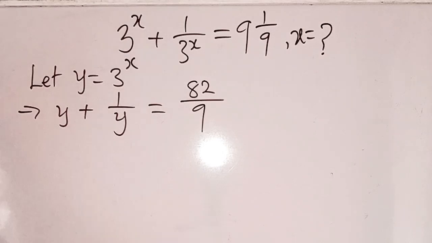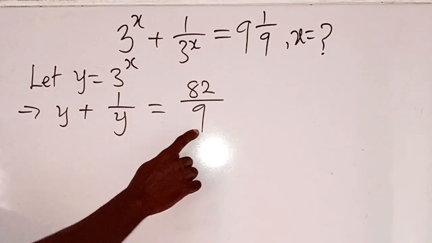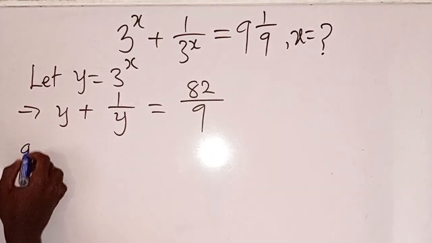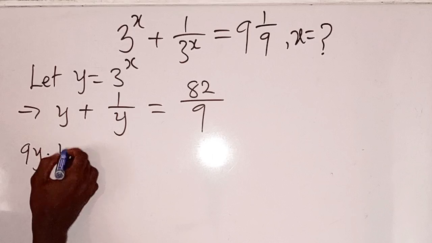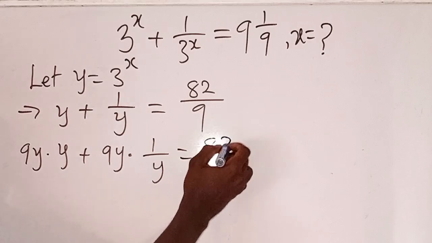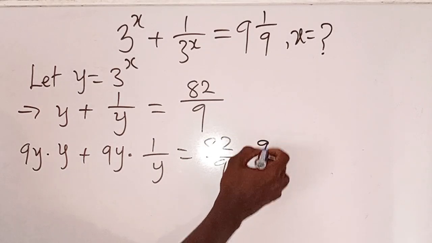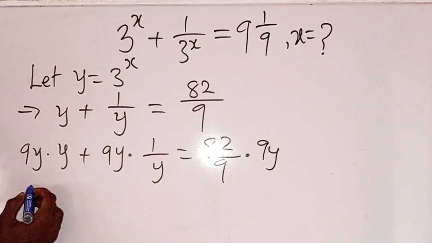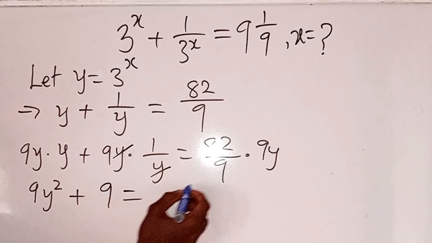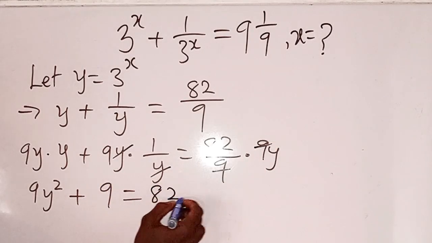So now from there, the next thing we are going to do is that we want to make this equation a linear form. To do that, we are going to multiply this equation by the LCM. The LCM is 9y. That is, we're going to have 9y multiplying y plus 9y multiplying 1 over y, then 82 over 9 multiplying 9y. So here we're going to have 9y squared plus, we cancel y here, we have 9, equals, we cancel 9 here, we have 82y.